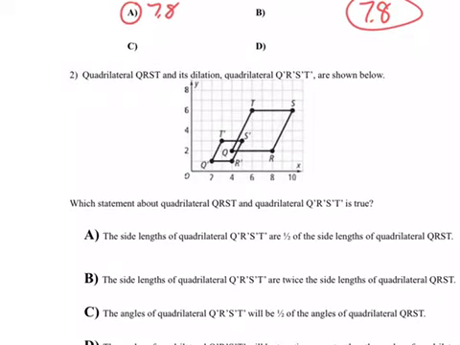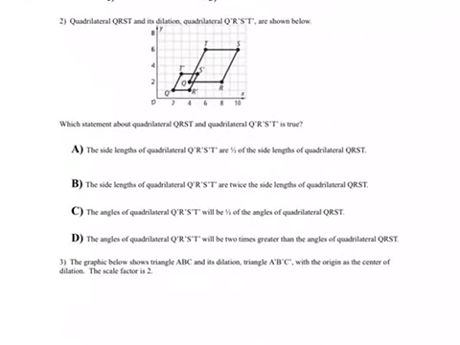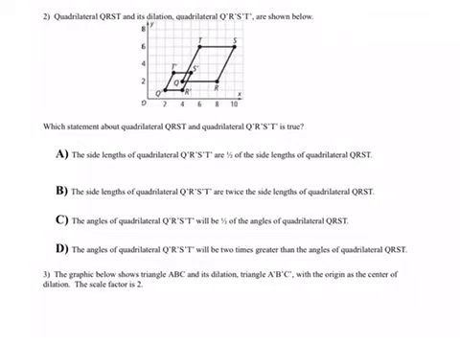So number 2 says the quadrilateral RSTQ and its dilation, quadrilateral R prime S prime T prime Q prime, are shown below. Which statement about the quadrilateral and the prime version is true? Okay, so we'll read through these first and see what to do from there. A says the side lengths of the prime quadrilateral are 1/2 the side lengths of the original quadrilateral. And actually, if I go through all these, it looks like we need to go ahead and work it out for ourselves, and then we can go through and read it.